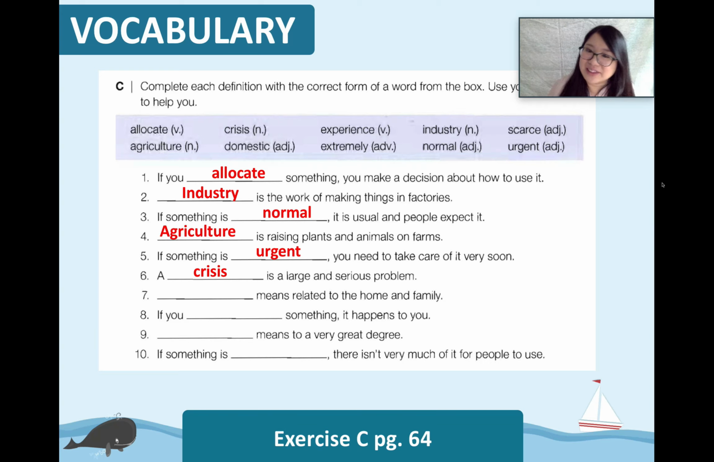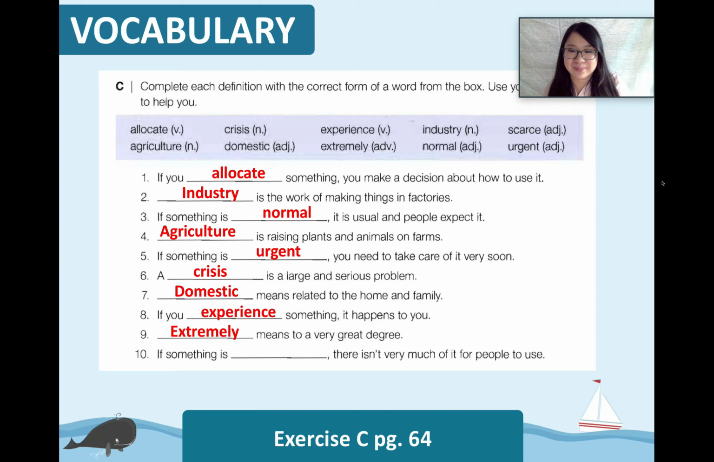6. A crisis is a large and serious problem. 7. Domestic means related to the home and family. 8. If you experience something, it happens to you. 9. Extremely means to a very great degree. 10. If something is scarce, there isn't very much of it for people to use. Okay, so as you can see, these fill-in-the-blank sentences also give a definition of each of these words.